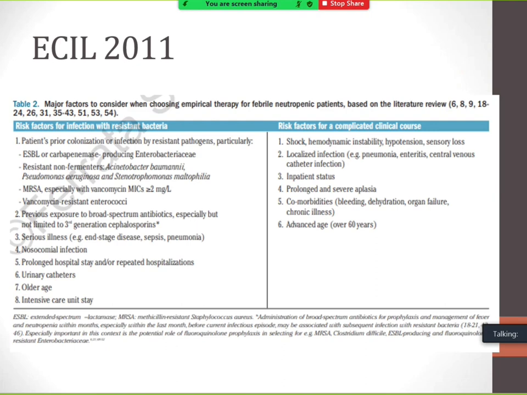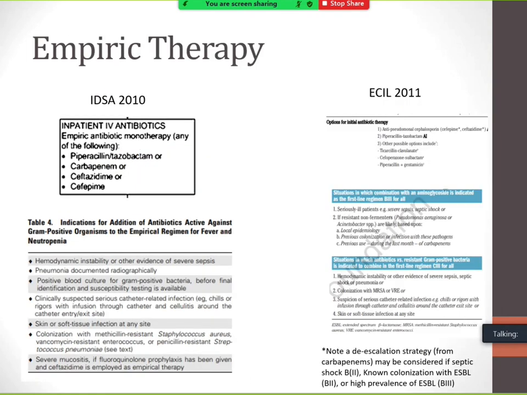So, this is the European guideline. It was published a year after the IDSA ones, in 2011, and is very similar in terms of risk factors for resistant bacteria. So if they've had a history of something resistant, or if you're worried about MRSA, you can consider adding on things. When we go through empiric therapy, I know Dr. Klinkova covered the IDSA one of piptazo, cefepime, carbapenem, ceftazidime, and reasons to add on gram-positive coverage.